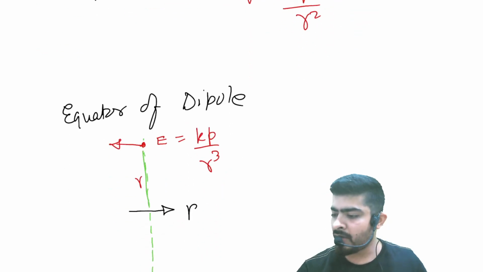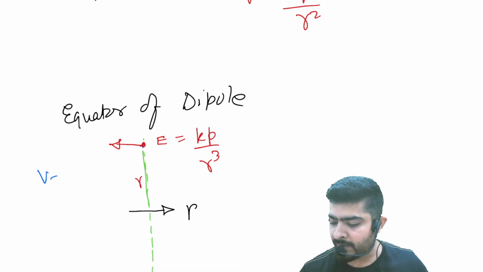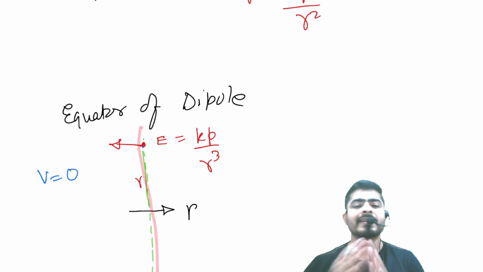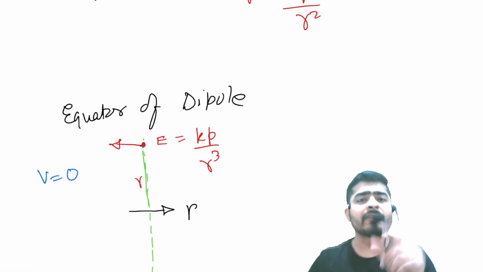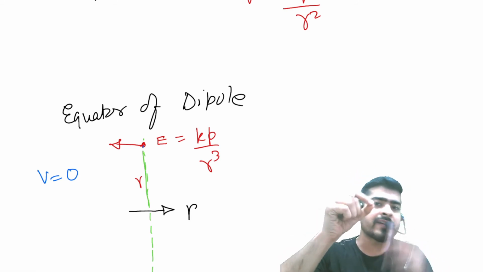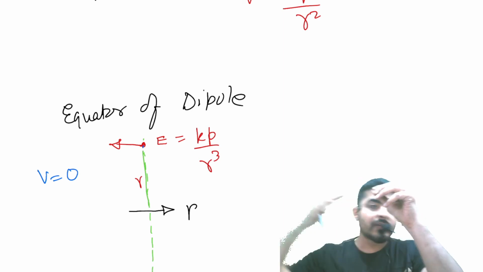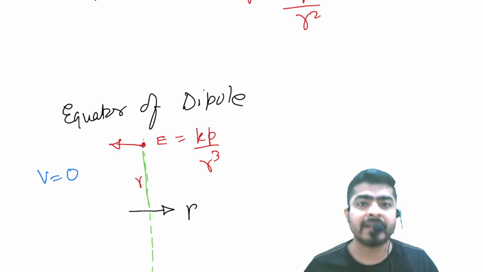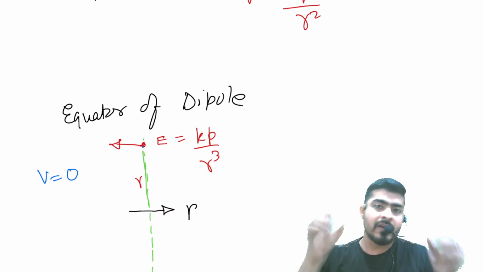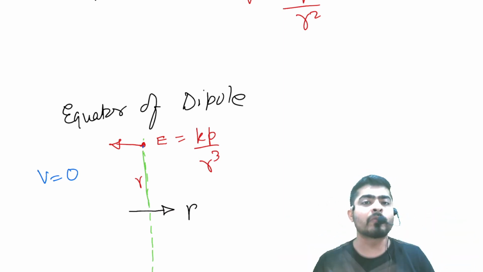Okay. Now coming to the potential formula. So potential over here is given by, actually it will be 0. I'm sorry. Potential on the equator is 0. Why? If you remember, in the previous class we did one question where we had a negative q charge and a positive q charge. So the line was passing through the perpendicular bisector. There were 2 points B and D. So VB and VD came out to be equal to 0.